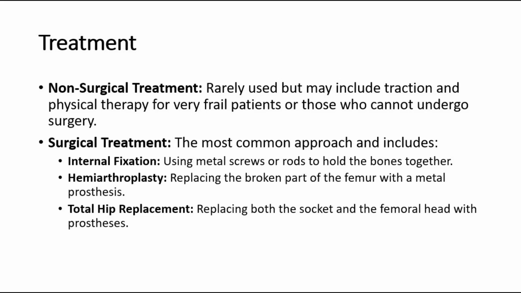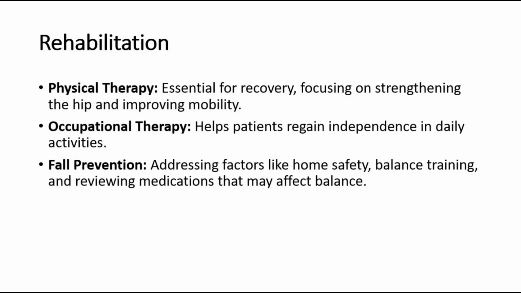Hemiarthroplasty, replacing the broken part of the femur with a metal prosthesis. And total hip replacement, replacing both the socket and the femoral head with prostheses. After the operation, patients go for rehabilitation. This includes physical therapy, which is essential for recovery, focusing on strengthening the hip and improving mobility. Occupational therapy helps patients regain independence in daily activities. And fall prevention, by addressing factors like home safety, balance training, and reviewing medications that may affect balance.